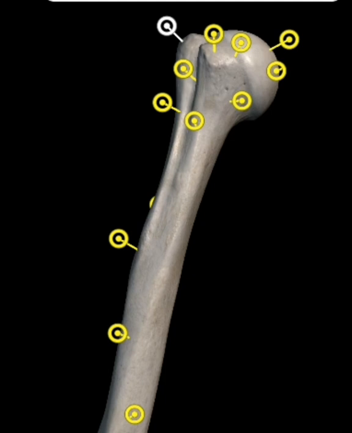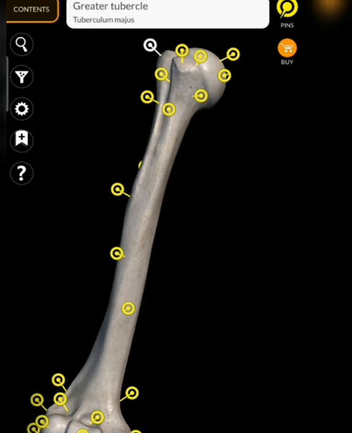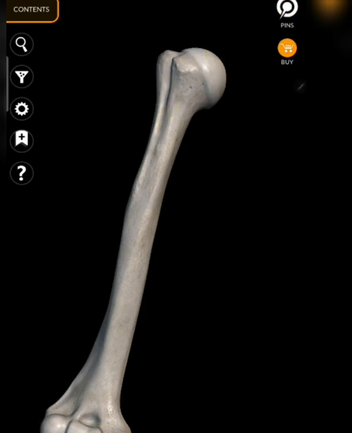On the greater tubercle, supraspinatus, infraspinatus, and teres minor will get inserted. On the lesser tubercle, what happens? There will be insertion of the subscapularis. With these things, now let us talk more about this structure.